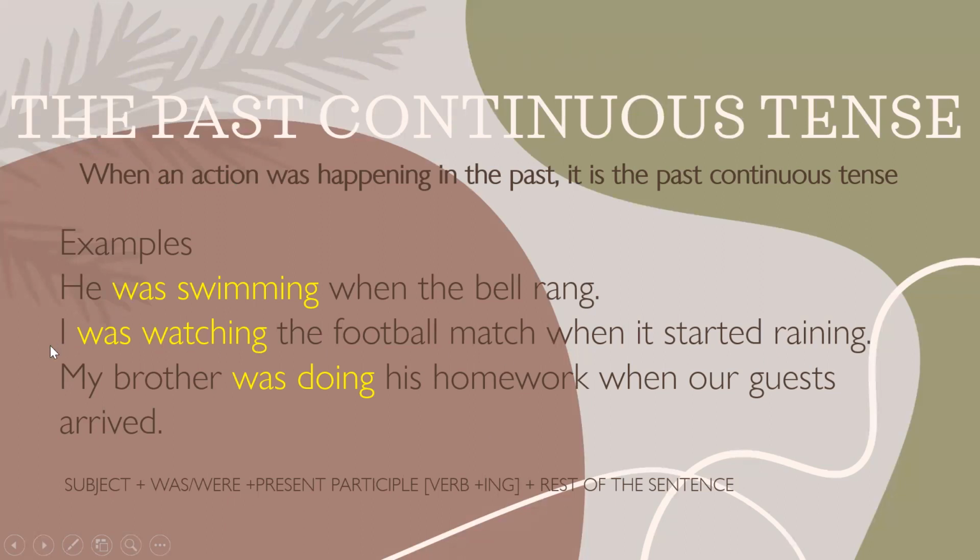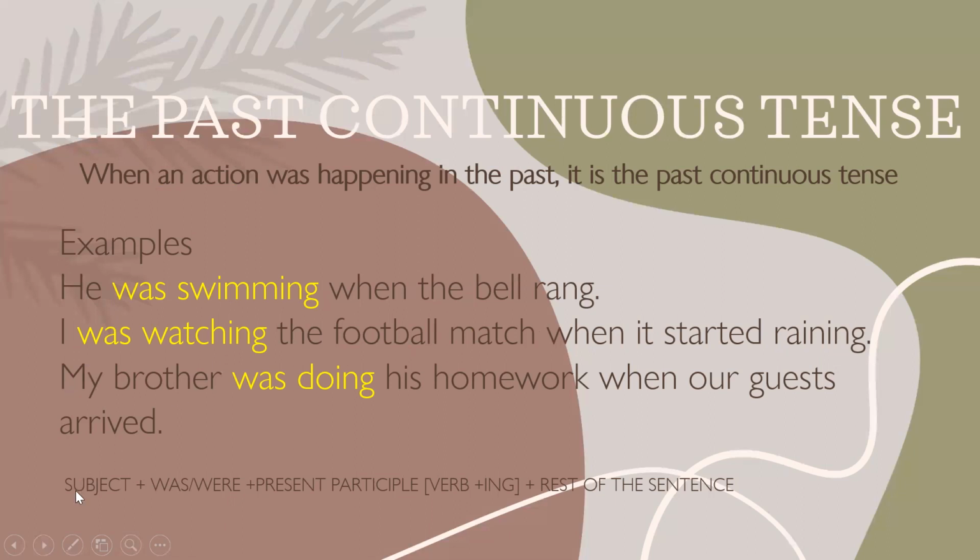Look at the second one, I. So can you say I were or I was? It has to be I was. These are the only two options you have for the past continuous tense. It has to be either was or were. So was, and then the verb is watch, and add ing. I was watching, and the rest of the sentence. The football match when it started raining.